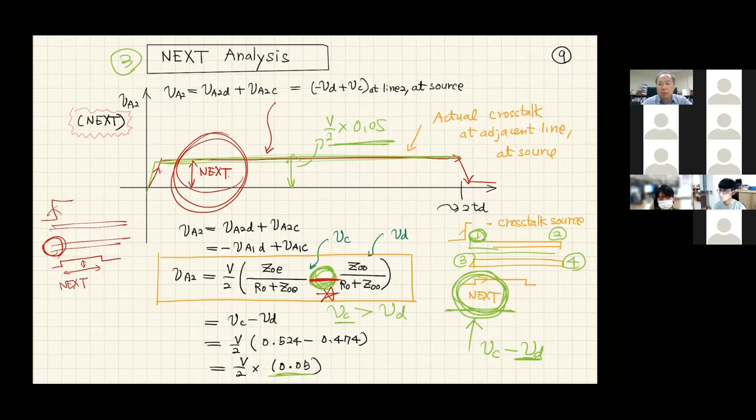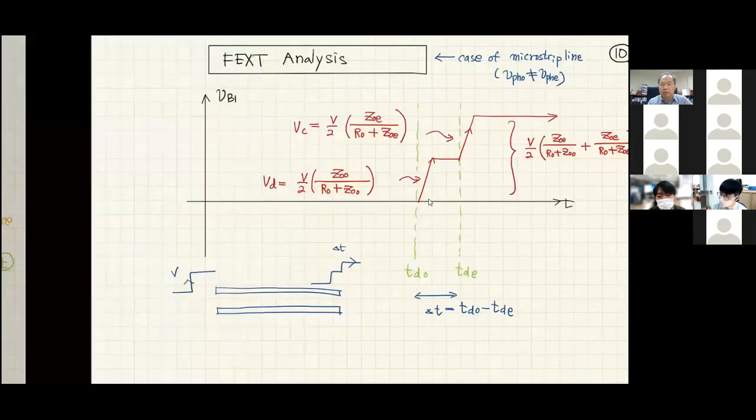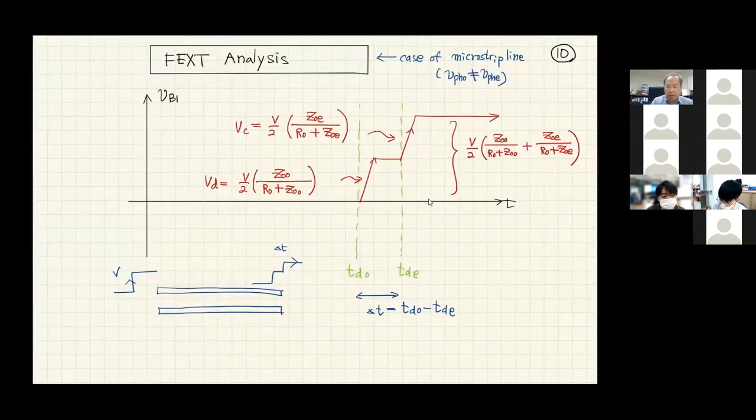Now I want to switch to the, oh, okay. Junior, can you see this slide again, on my notebook? Can you see the number? Okay, now I'd like to move on to the far-end crosstalk. No, actually, this is not the far-end crosstalk. I was sleeping when I prepared this slide. Let's talk about number two.